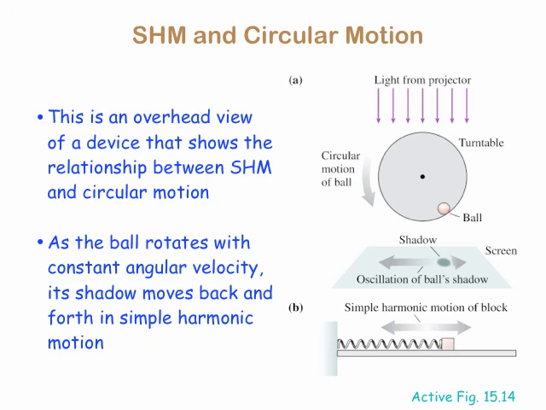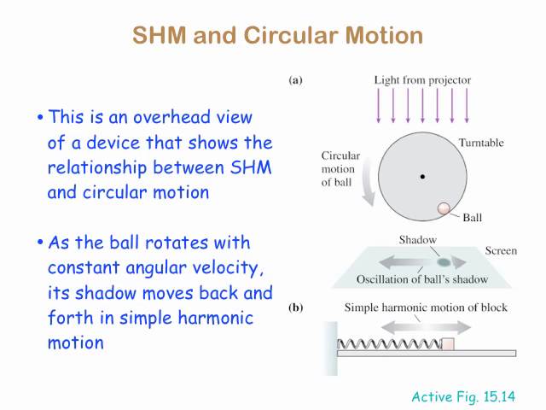The light from above will shine on the ball, and we'll see the shadow of the ball move back and forth as the ball rotates around in uniform circular motion. The shadow won't be going at a constant speed. The shadow will go back and forth, mimicking the motion of a mass on a spring, as if it's in simple harmonic motion. So as the ball rotates with constant angular velocity omega, its shadow moves back and forth in simple harmonic motion.